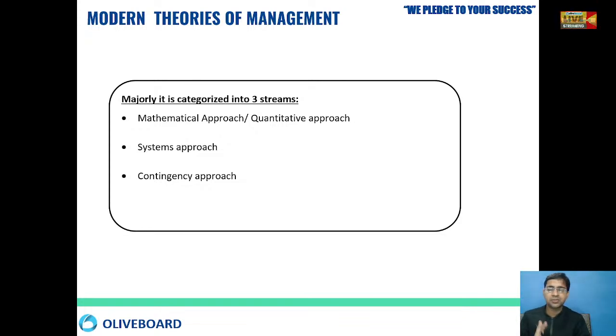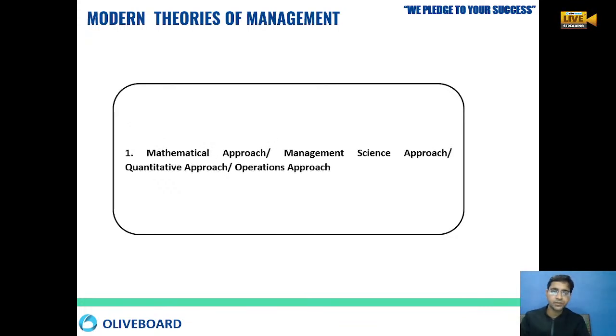There are three theories given under the modern theory. One is the mathematical approach, which we also call the quantitative approach. The second is the systems approach, and the third is the contingency approach. Now we are discussing the mathematical approach. It is also called the science approach, quantitative approach, or operations approach. All four names are the same, so you can use any of the names and you don't have to worry about anything.